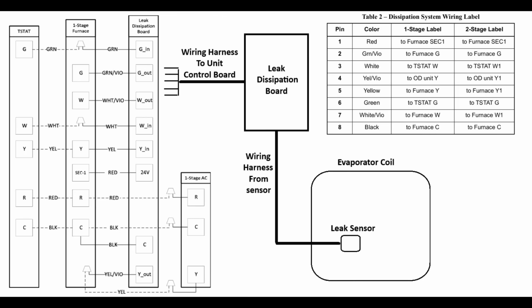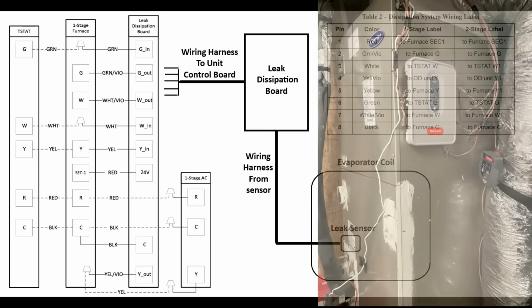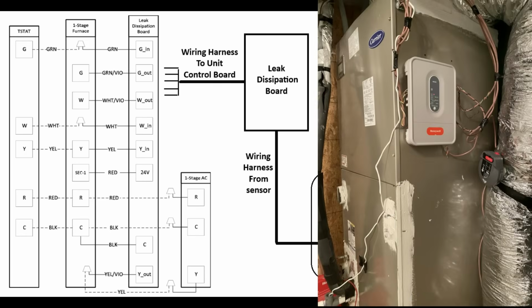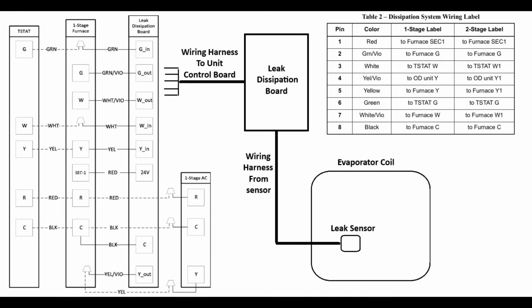This is going to become standard control wiring in all these new units, so we're all going to have to deal with it at some point. Now in the center here, we have our leak dissipation control board. This is a board that gets mounted externally on the outside of the unit itself. It's kind of like a zoning system control board. It just gets mounted right to the side of the unit or on the wall or on the ductwork itself.